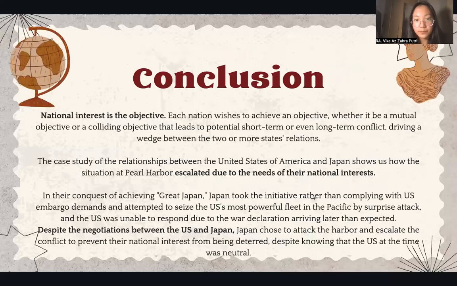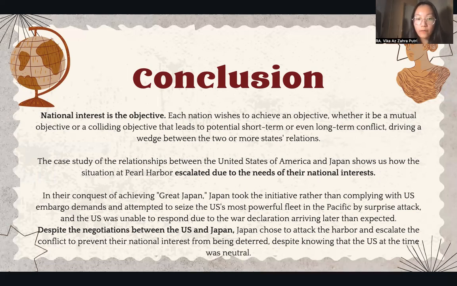And next is the conclusion. So, the conclusion is that national interest is the objective. Each nation wishes to achieve an objective, whether a mutual objective or a colliding objective that leads to potential short-term or even long-term conflict, driving a wedge between the relations of two or more states. This case study of the relationship between the U.S. and Japan shows us how the situation at Pearl Harbor escalated due to the needs of their national interests.